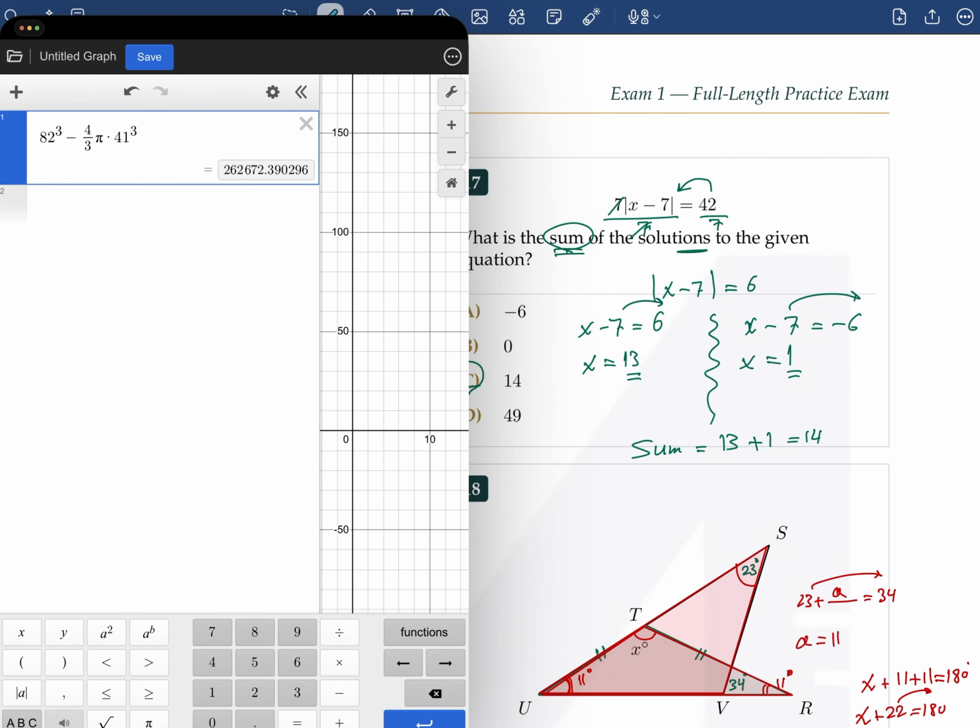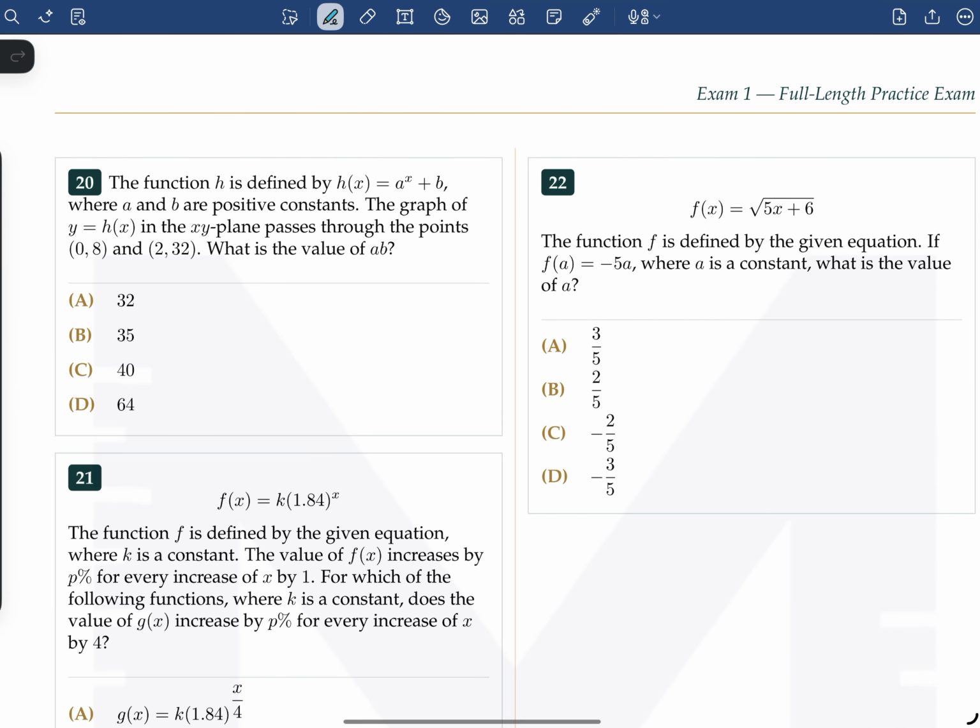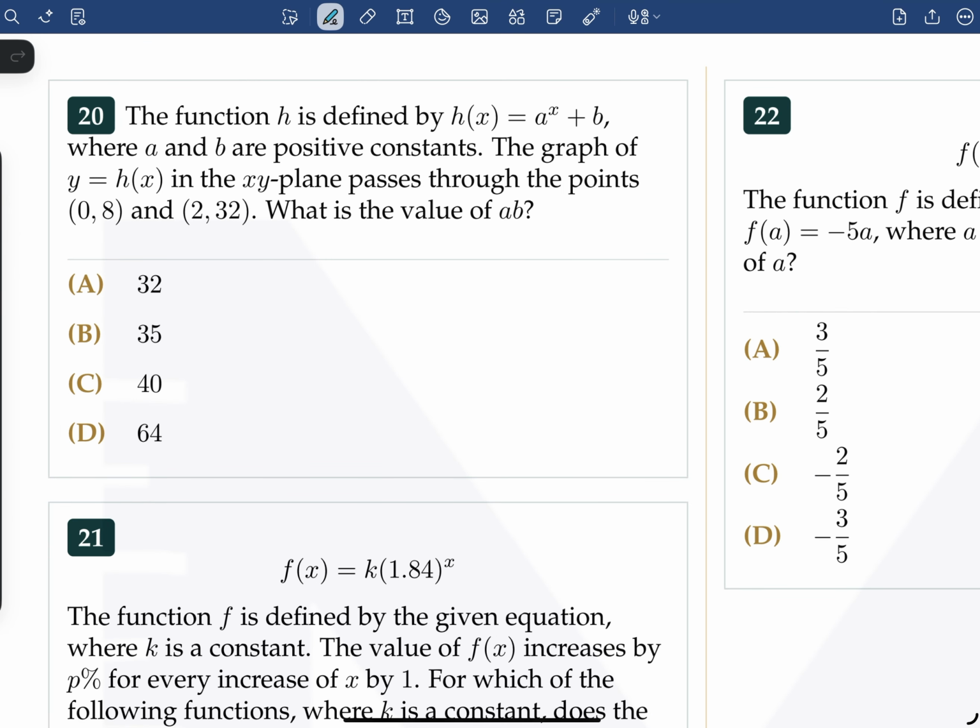Number 20. The function h is defined by h of x is equal to a to the x plus b, where a and b are positive constants. The graph of y is equal to h of x in the xy plane passes through the points (0, 8) and (2, 32). This is the information that we can make use of to get the value of ab.